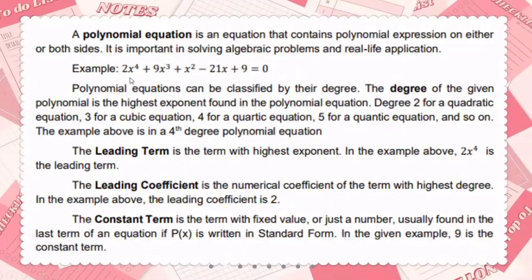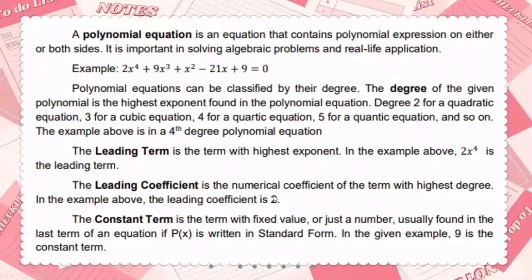Next natin, the leading coefficient. So, coefficient yung kasama lang niya. The numerical coefficient of the term with the highest degree is the leading coefficient, in the example, 2. So, kung for example, meron tayong x raised to 4 natin, 1 ang ating leading coefficient. Next, the constant term naman natin is a fixed value or just a number usually found in the last term of the equation written in the standard form. Sa given natin kanina sa taas, si 9 daw po yung ating constant term itself.